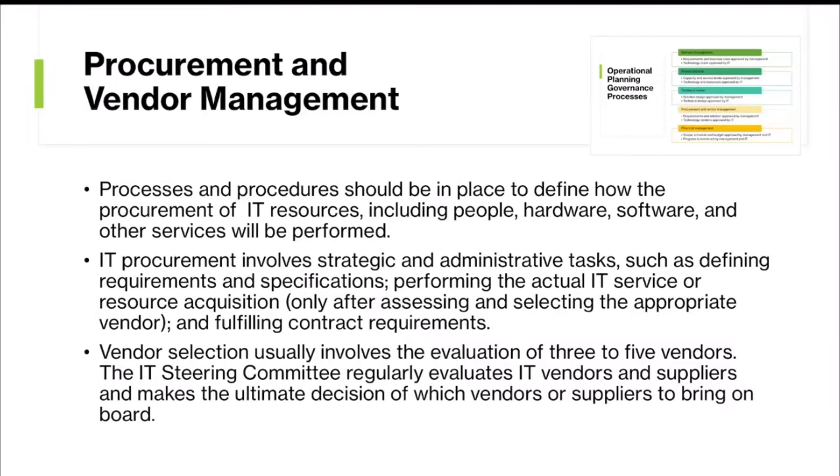So IT procurement involves strategic and administrative tasks such as defining requirements and specifications, and performing the actual IT service or resource acquisition only after assessing and selecting the appropriate vendor and fulfilling contract requirements. So vendor selection usually involves the evaluation of 3 to 5 vendors, and the IT steering committee regularly evaluates IT vendors and suppliers and makes the ultimate decision of which vendors or suppliers to bring on board.